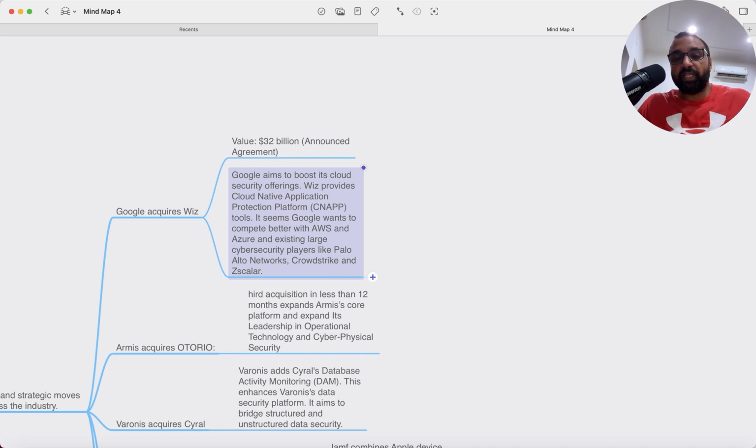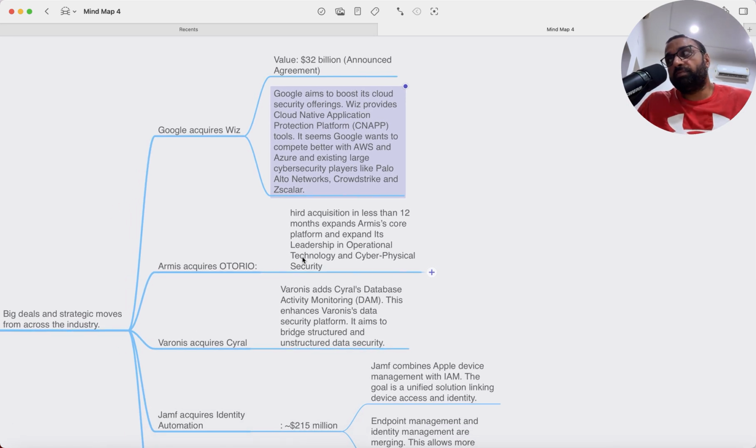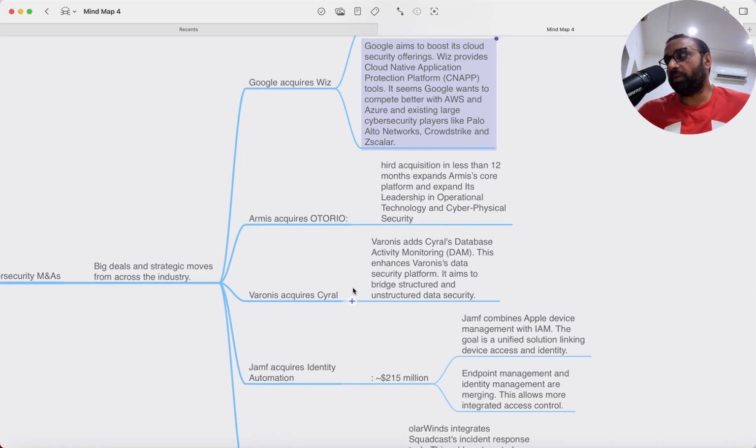It seems Google wants to compete better with AWS and Azure, and of course with existing large cybersecurity players like Palo Alto, CrowdStrike, and Zscaler. The amount of money that they paid is $32 billion. So this is a good move. It's going to make it very competitive, to my view. What I don't understand is how Wiz is going to keep themselves agnostic once they become part of Google in some time. Today they are agnostic, they work across multiple clouds, but what happens after Wiz is completely a part of Google?